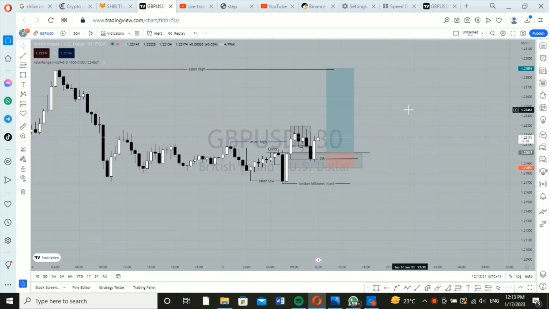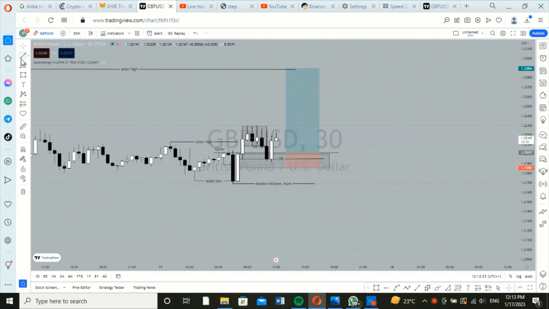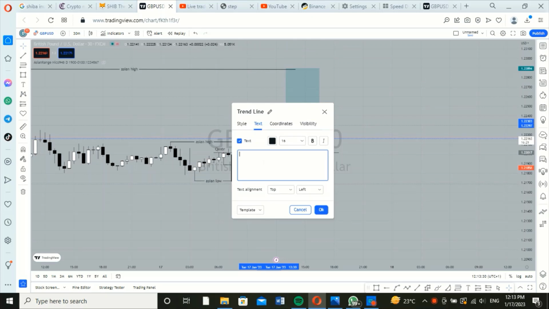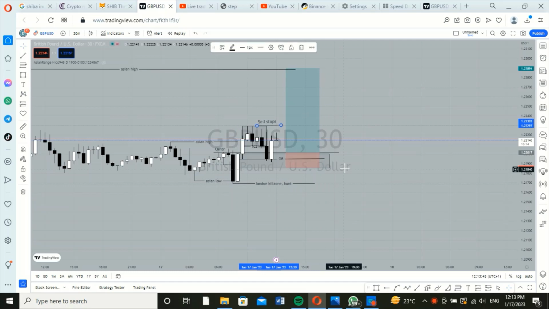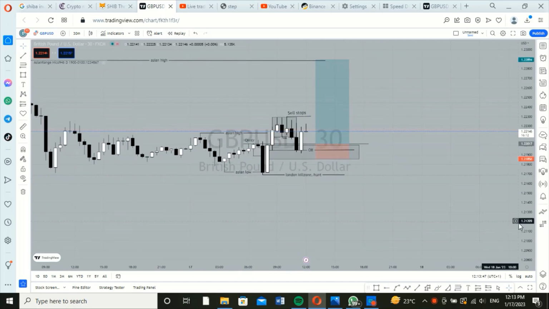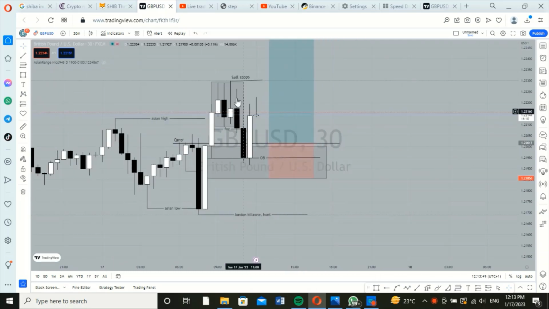Okay guys, so here we are again on the live trade right here, and again I didn't take this trade. I am more on synthetic indices than on the forex market. So we have sell stops. You can keep backtesting all this again and again. It's still the same process, the same stuff.